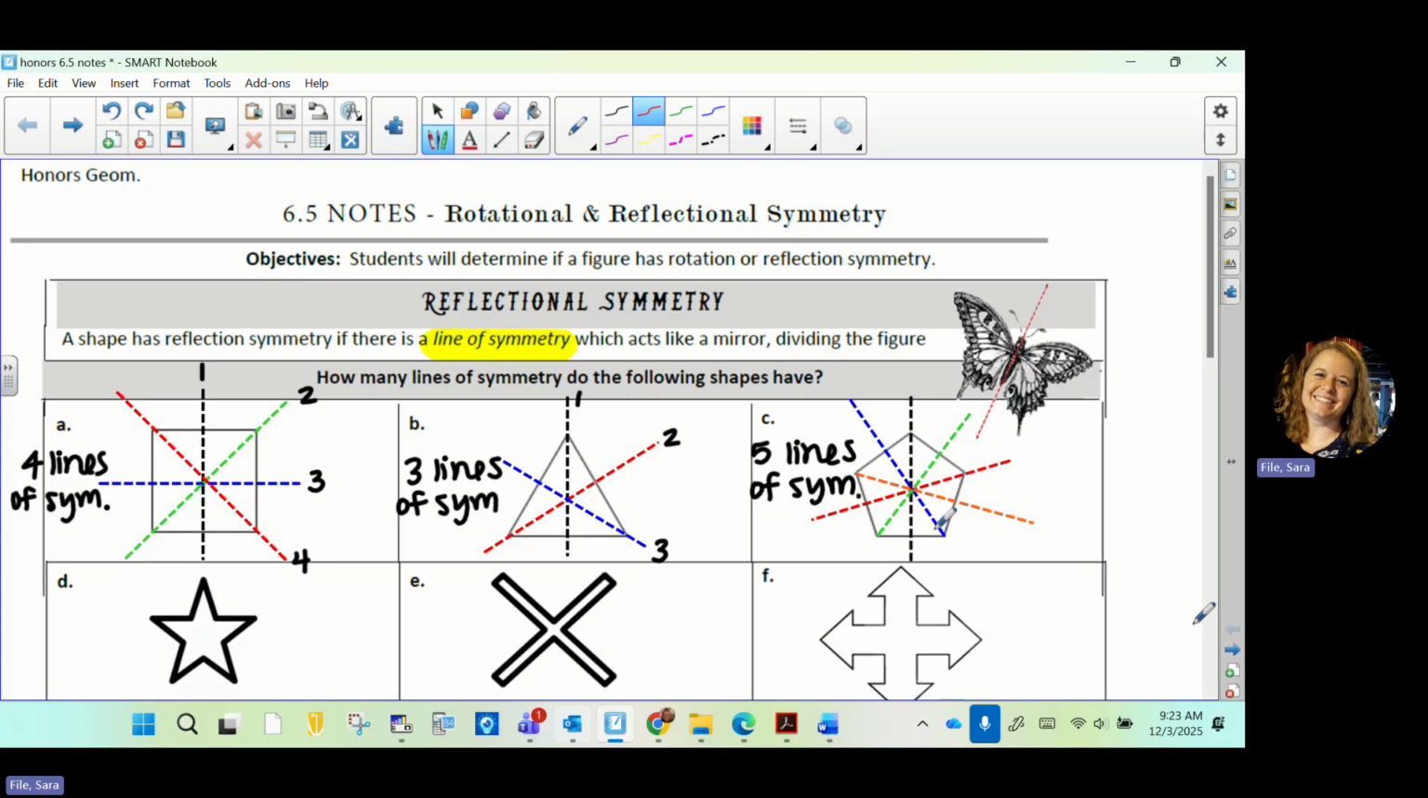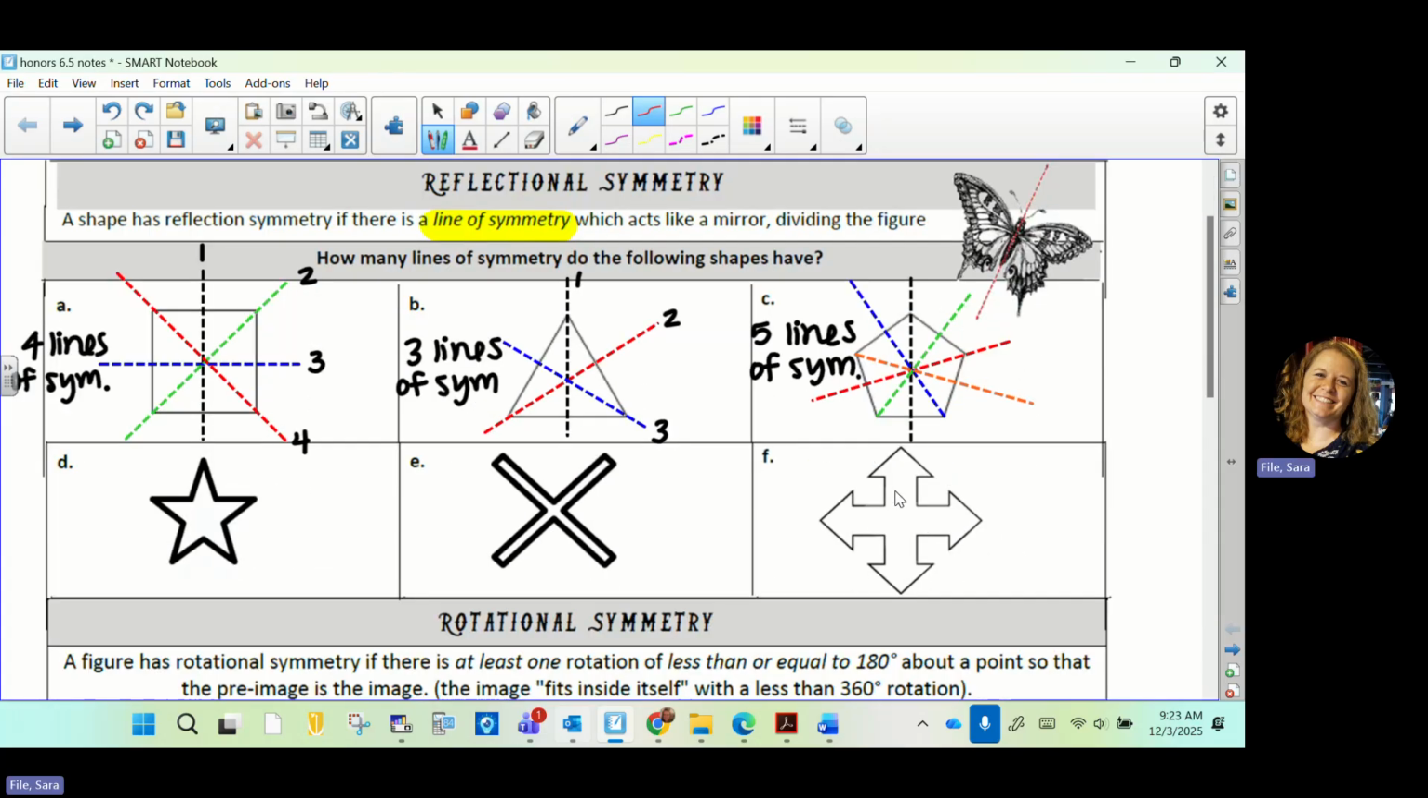Okay, so this isn't going to work in every triangle and every pentagon. It only happens in these because these all happen to be regular. Does that make sense? So let's look at these that are not regular.